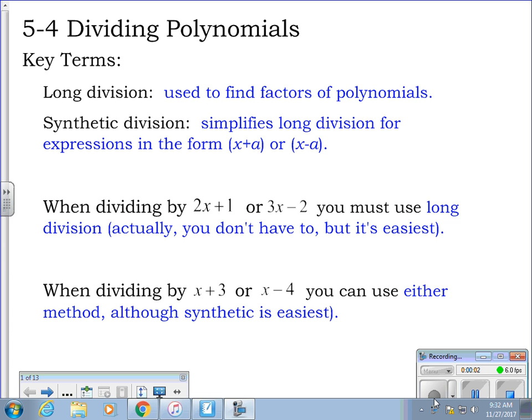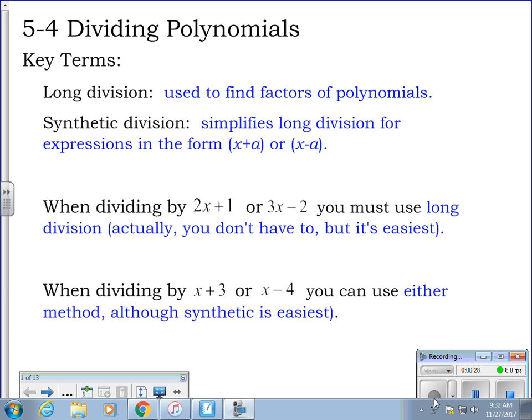Okay, we're going to work on dividing polynomials. There are two ways to do it. Long division is just like regular numeric long division. It works the same way. How many times does something go into something else? Write it down, multiply it, then you end up with the remainder at the end, or not if it goes in evenly. It works exactly the same as regular long division.